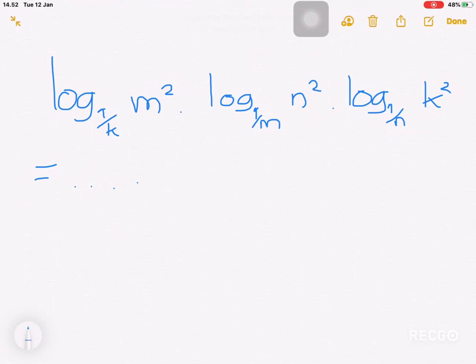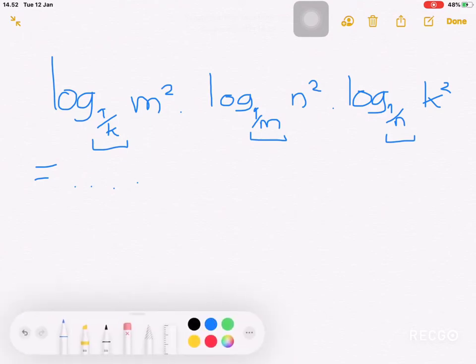This is where I post some pretty difficult and quote-unquote difficult problems. Some may be challenging, like this one right here. We're going to find the value of log base 1 over k of m squared times log base 1 over m of n squared times log base 1 over n of k squared. And yeah, this equation seems pretty tricky.